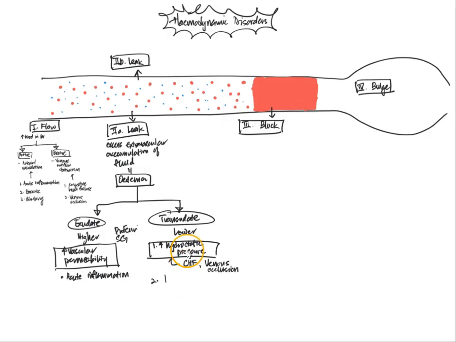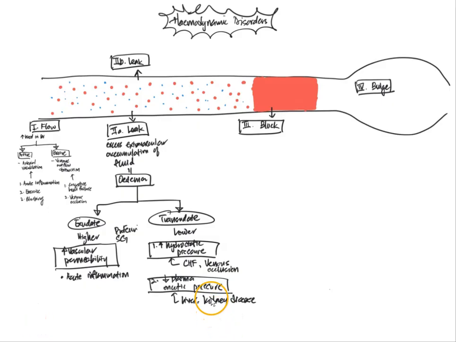The other main setting for transudation to occur is when there is decreased plasma oncotic pressure. So the main contributor to oncotic pressure is really the plasma proteins, and therefore conditions that cause low plasma protein levels can cause transudation. So for example, in liver or kidney disease.